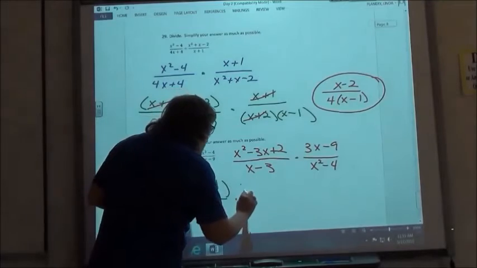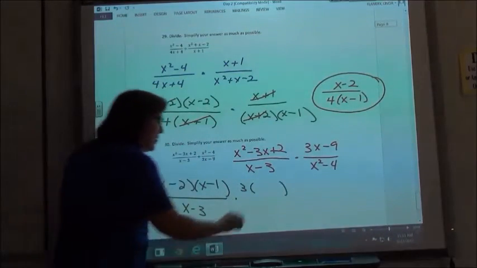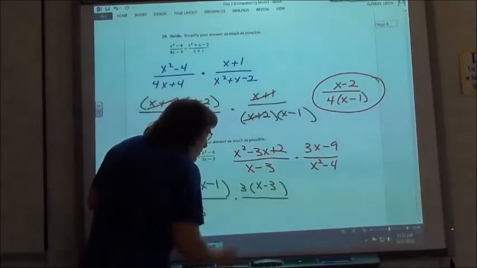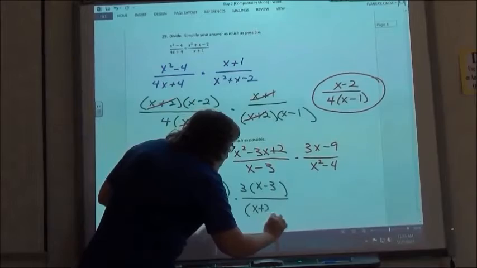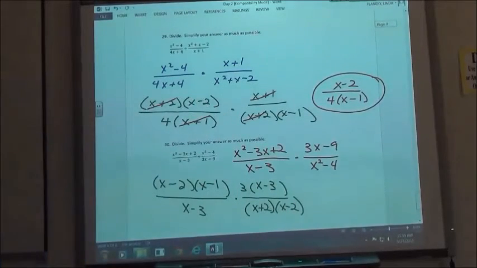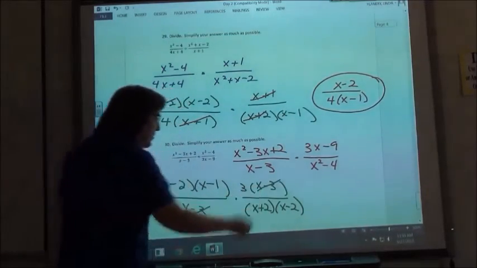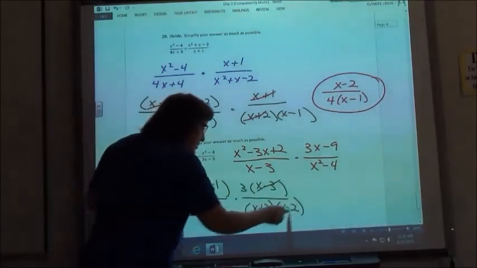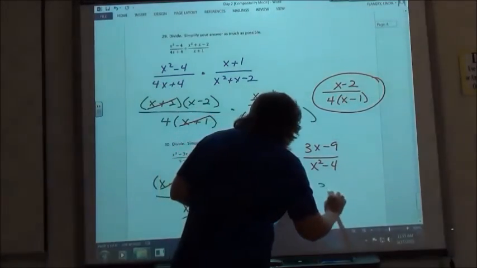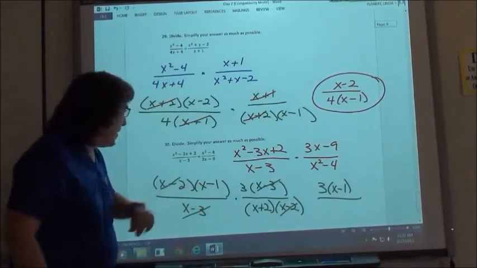Top of the next fraction, my greatest common factor there, I can take a 3 out of there, which leaves me an x minus 3. And the bottom, difference of perfect squares, so x plus 2 and x minus 2 when I factor that one out. So taking out my common factors, I can take out the x minus 3, I can take out the x minus 2. So I have 3 times x minus 1. And on the bottom, x plus 2.